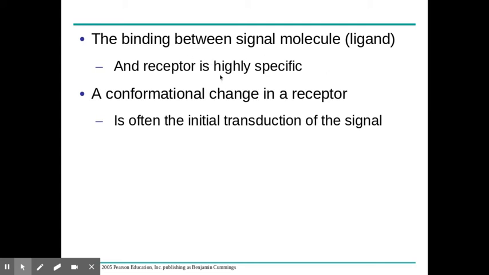And that signal molecule, that ligand, creates a conformational change. What does that big word mean? It just means a change in shape. So the receptor is going to have a slight change in shape, and that's going to initiate the transduction of that signal.